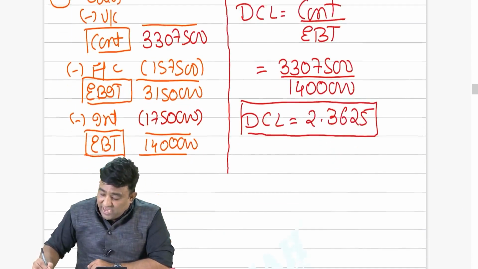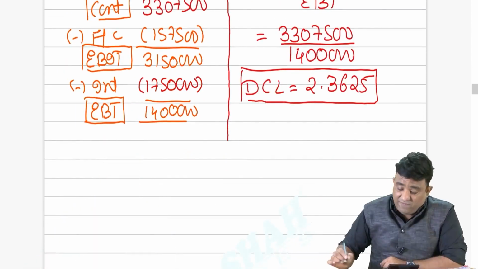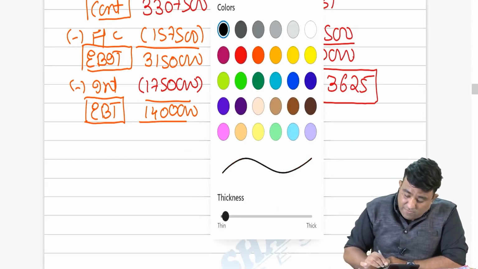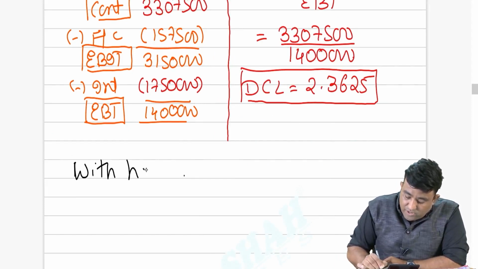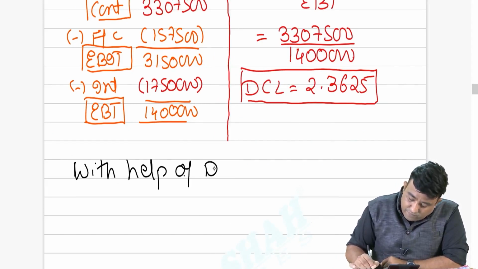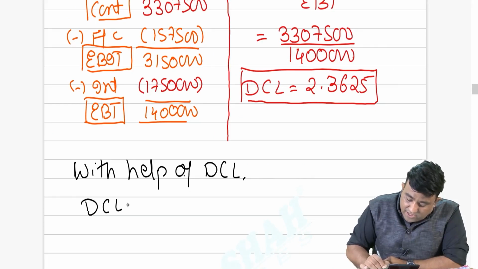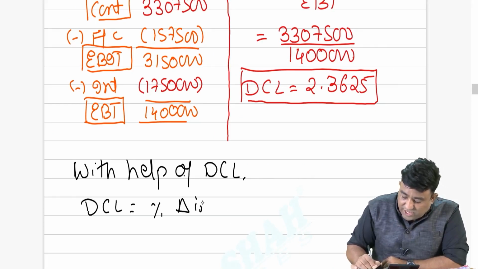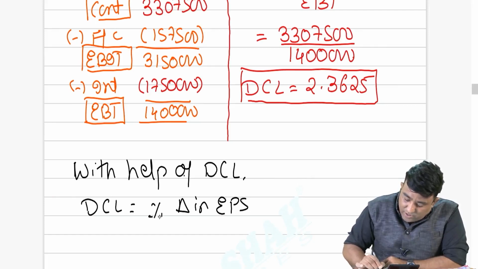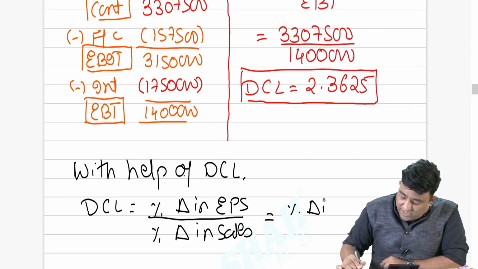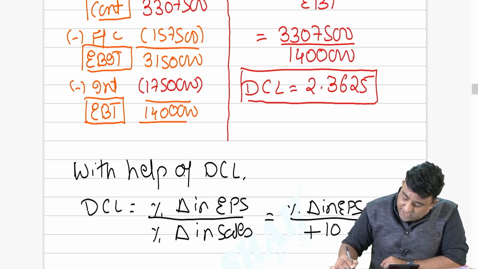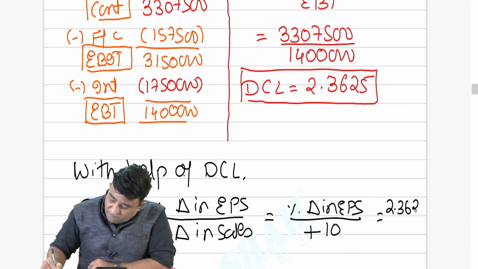Now this is mathematics. Now I need to apply the analysis of 2.3625. Students, remember, what is the analytical formula? With help of DCL, we can say DCL is percentage change in EPS divided by percentage change in sales. Do we have percentage change in EPS? No. Do we have percentage change in sales? Yes, plus 10. This is 2.3625.